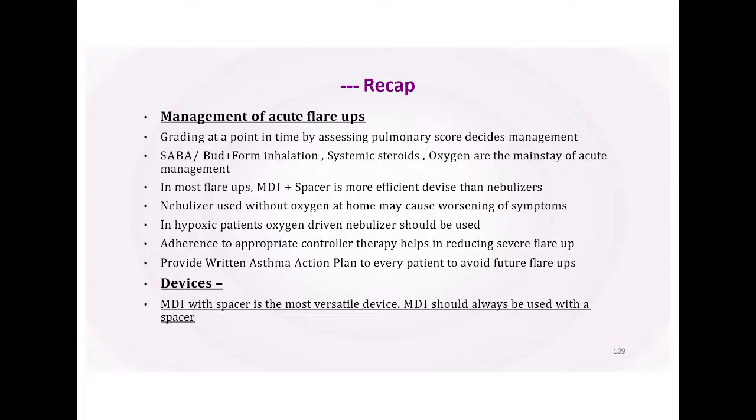Management of acute flare up summary: grading at a point of time by assessing the pulmonary score that we have discussed. You have to write down the pulmonary score in your exam if you get acute severe asthma. Short acting beta agonist or budesonide plus formoterol MART inhalation, systemic steroid and oxygen are the mainstay of acute severe exacerbation. In most flare ups MDI with a spacer is more efficient than a nebulizer, which we have discussed, because a nebulizer cannot effectively deliver the drug to the respiratory tract compared to MDI with a spacer.